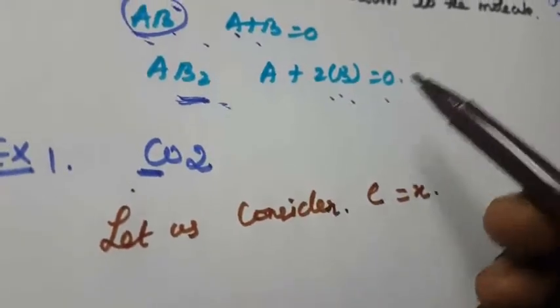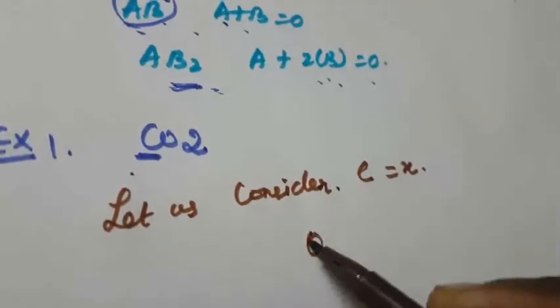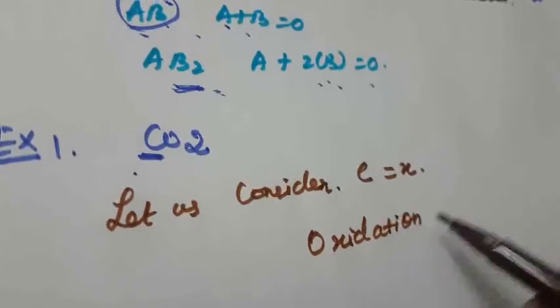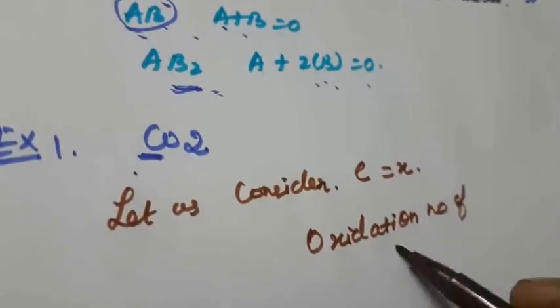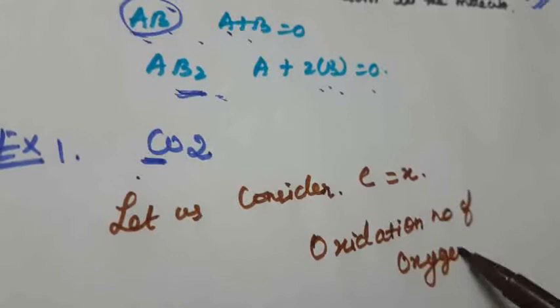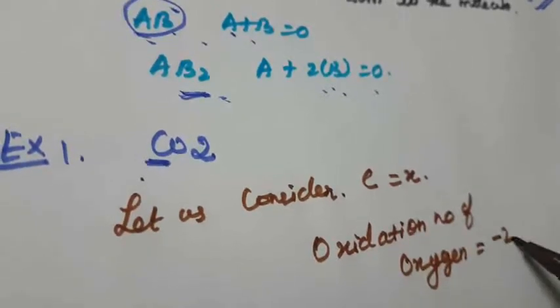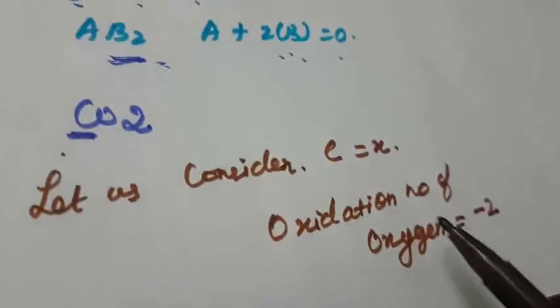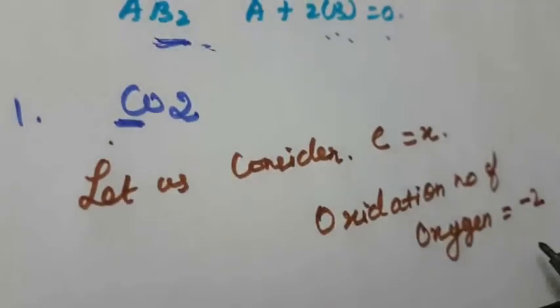Oxygen, what is told? What is the oxidation number of oxygen? It is always -2. So that is the reason I am telling that the oxidation number for oxygen is -2 in all compounds. So here, oxidation number of oxygen is always -2.